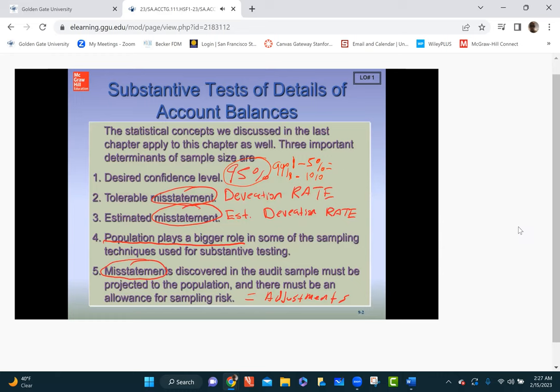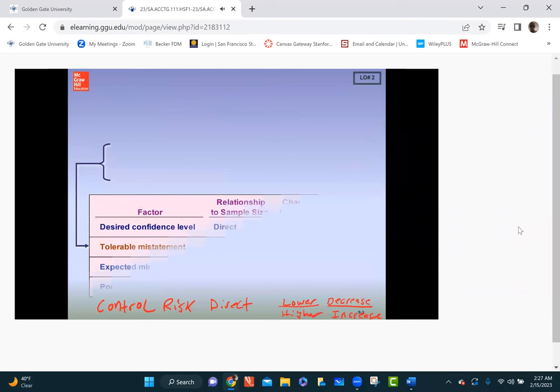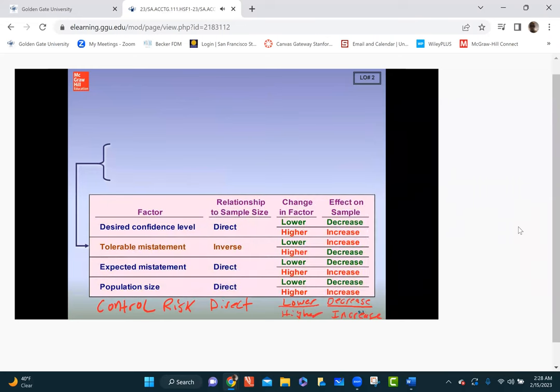Okay. Now, after we do our sampling, we'll identify misstatements. We will then project that misstatement to the population. Based on that, if the projected misstatement exceeds our tolerable misstatement, we will have to make some adjustments to the account balance so that we have adjusted below our tolerable misstatement, which is related to our materiality. Okay, so I'm going to show how various factors here affect sample size.